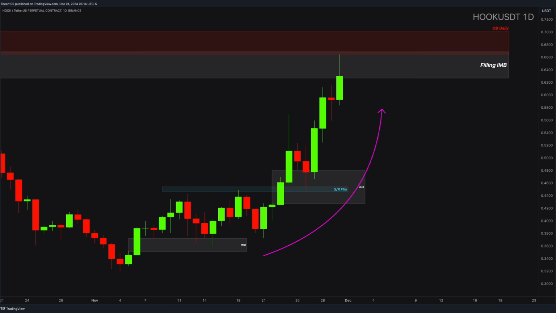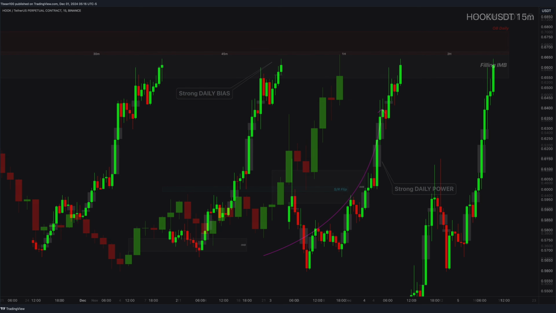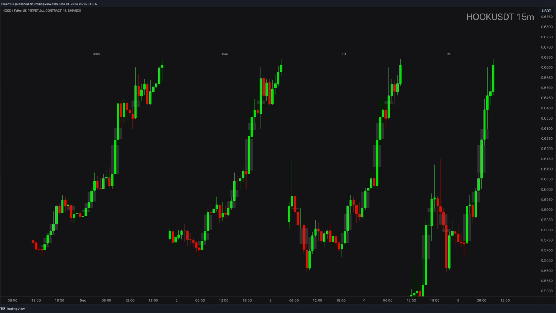So, as you can see here, what do we have? We have a strong daily power and we have strong daily bias. Great high time frame analysis with certain direction. It is time to use our best indicator, the ICT high time frame candles. Before we start, please check this indicator. It has gotten many updates and fixes recently. Try to update it when you have time.